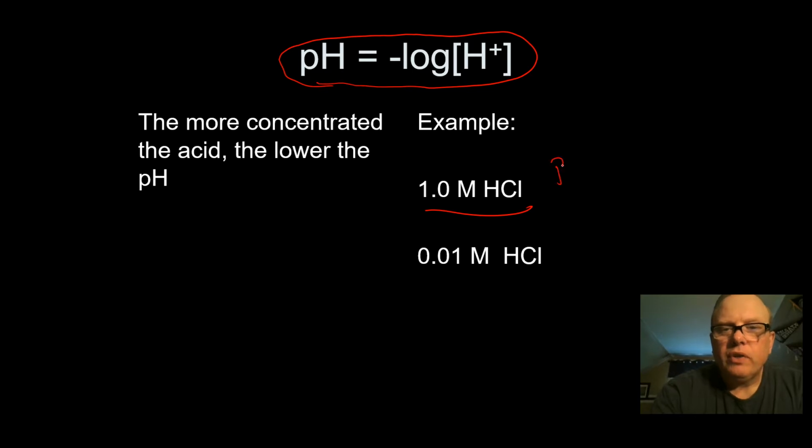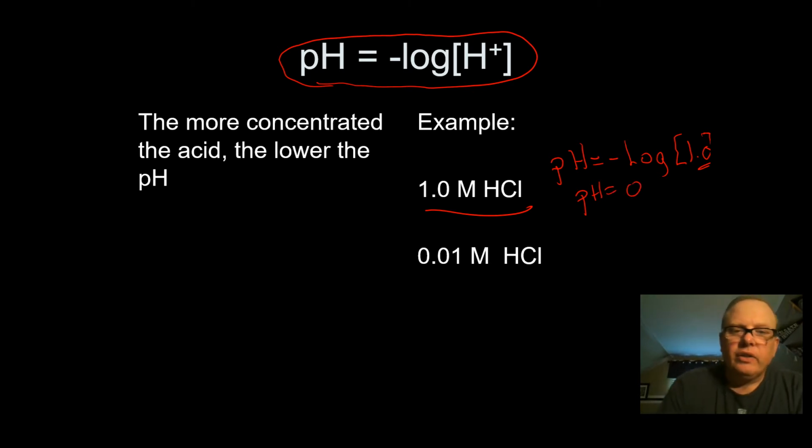Well, the pH of this would be equal to the negative log of the molarity, which is 1. So the negative log, and I'm going to use square brackets here, of 1.0 molarity. Ran out of room. Okay. The negative log of 1 is 0. So the pH of 1 molarity hydrochloric acid is equal to 0. And that is how this works.